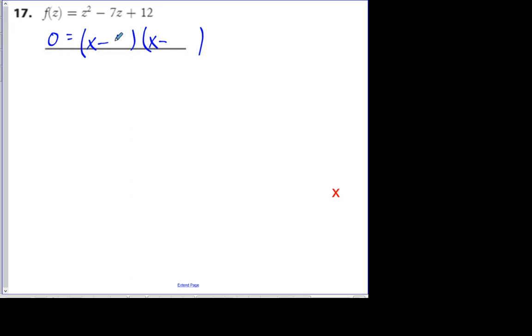Good. So, negative 4 times negative 3 gives you 12. When you add them together, it gives you negative 7.